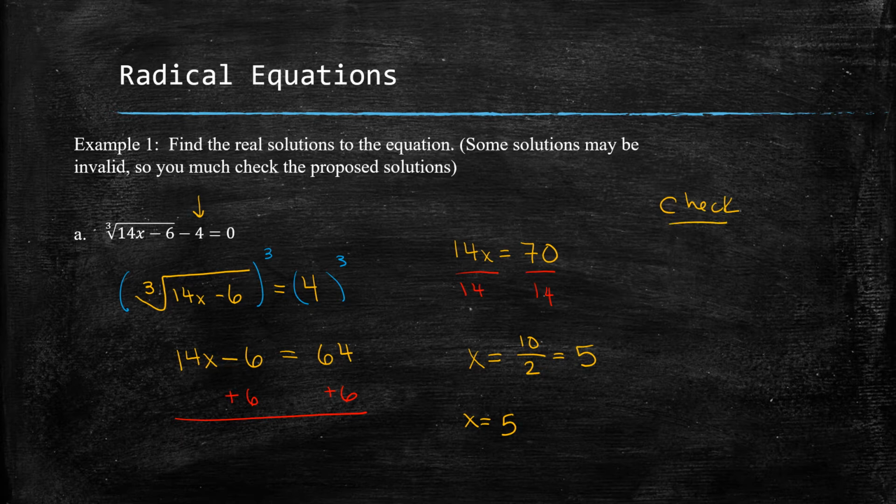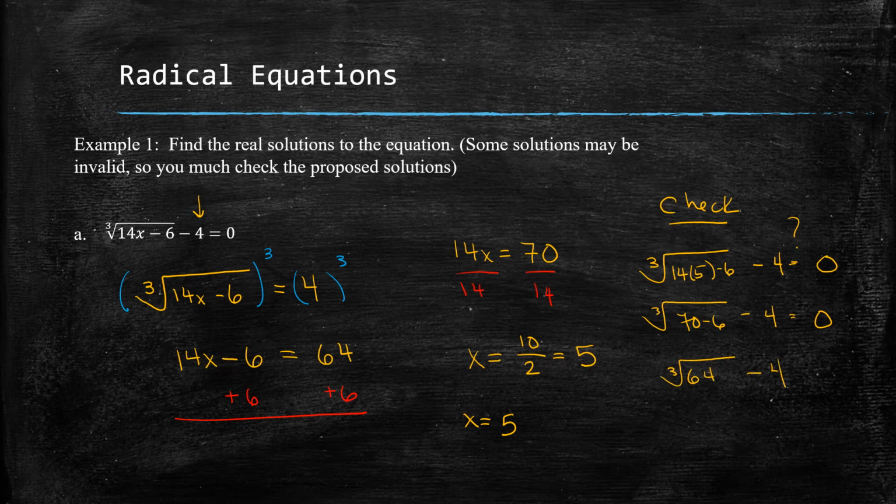Now we need to check this answer. So on the left-hand side, we'll have the third root of 14 times 5 minus 6. We then subtract 4, and we want to know if this is going to equal 0. So 14 times 5 is 70, and then we subtract 6. So we'd have the third root of 64, which is 4, minus 4, which is 0. So this is a true statement, which tells us that x equals 5 is the correct solution to the equation.